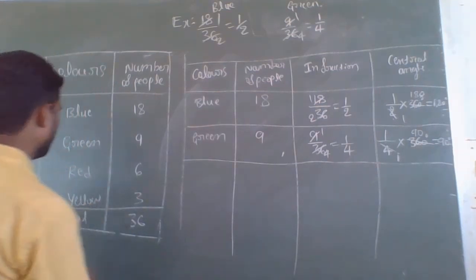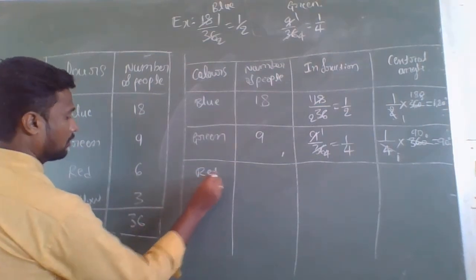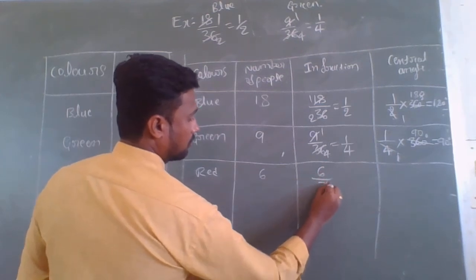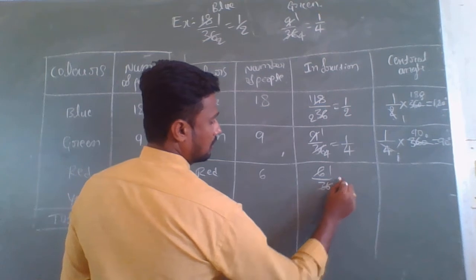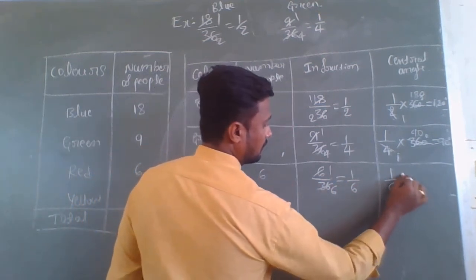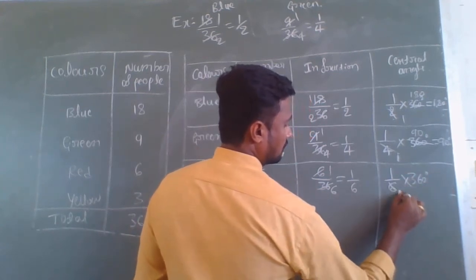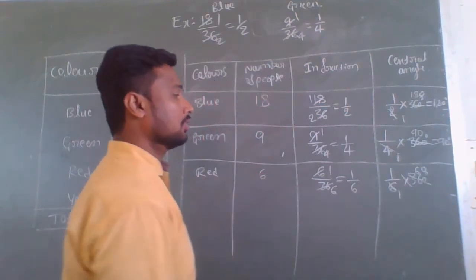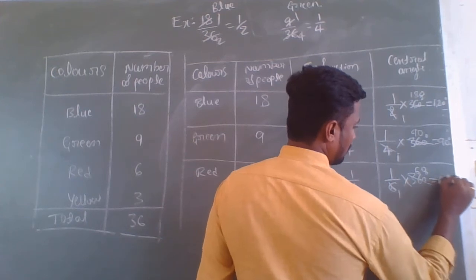Next, after green, it is red. For red, the number of people is 6 and the total number is 36. Therefore, 6 by 36. Here 6 sixes are 36, so 1 by 6. Therefore, here I will write 1 by 6 into 360 degrees. 6 sixes are 36 and the remaining is 0, equals 60 degrees.